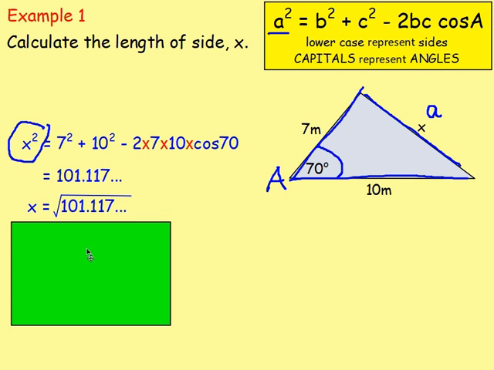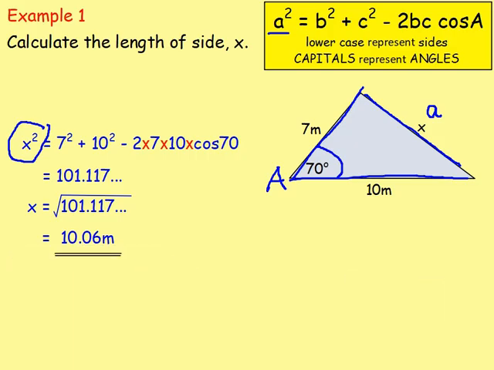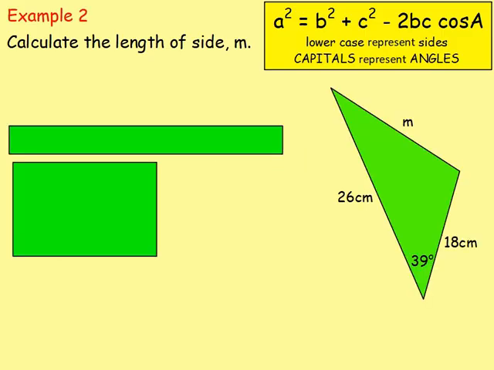And if you just press square root, whatever you want to do in your calculator, whichever way it works, press the square root of that previous answer. Remember, keep that answer on the calculator. Then you will end up with the 10.06 meters, just to a couple of decimal places. Woo! Can we try another one? Yeah, of course we can.